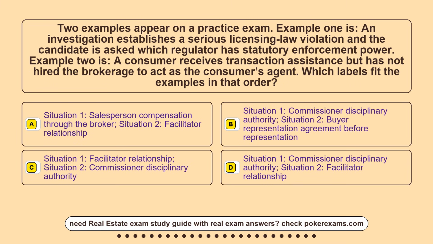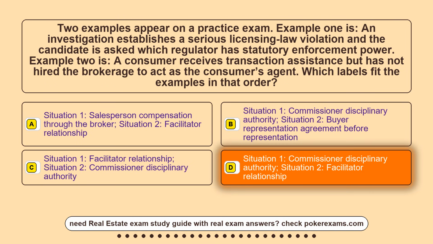Option A, Situation 1, salesperson compensation through the broker. Situation 2, facilitator relationship. Option B, Situation 1, Commissioner disciplinary authority. Situation 2, buyer representation agreement before representation. Option C, Situation 1, facilitator relationship. Situation 2, Commissioner disciplinary authority. Option D, Situation 1, Commissioner disciplinary authority. Situation 2, facilitator relationship. The correct answer is option D, Situation 1, Commissioner disciplinary authority.